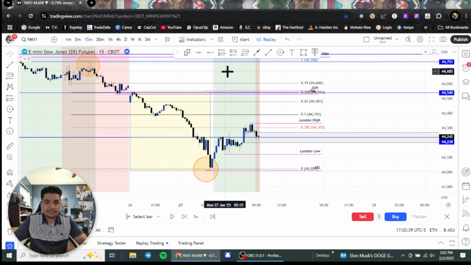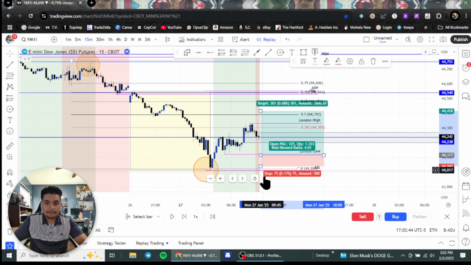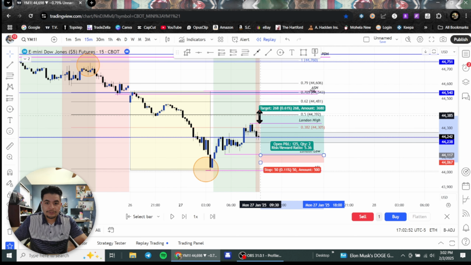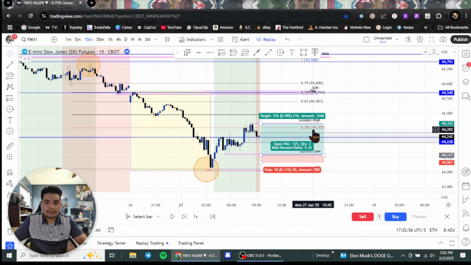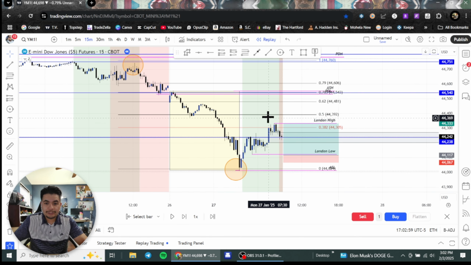If anything, we could look for a trade off this London low. It's gonna be a wide stop, maybe 100 points, but I don't like doing that. 50 points is where I'd like to be. To these highs right there, that's a 1 to 4.